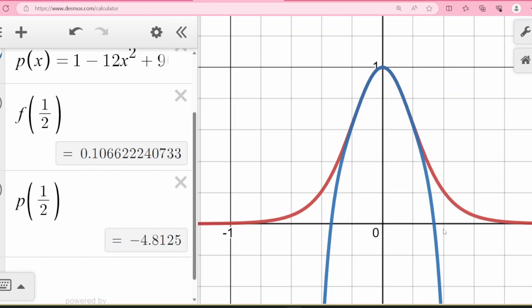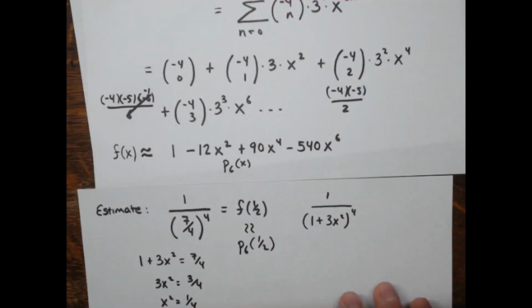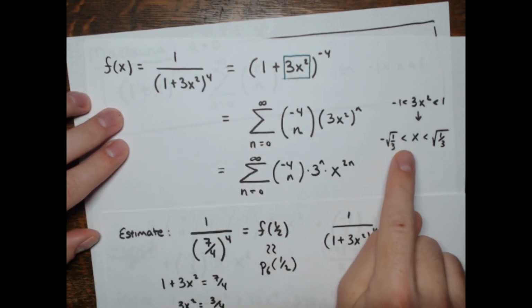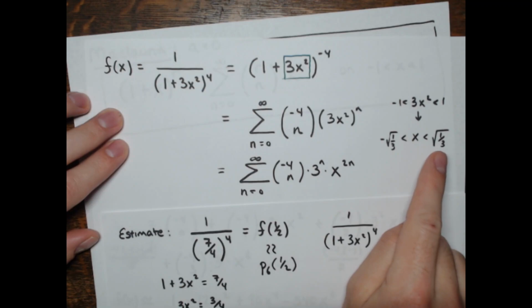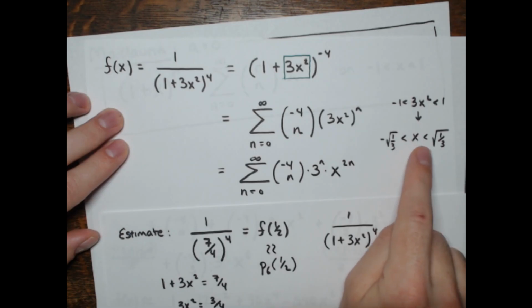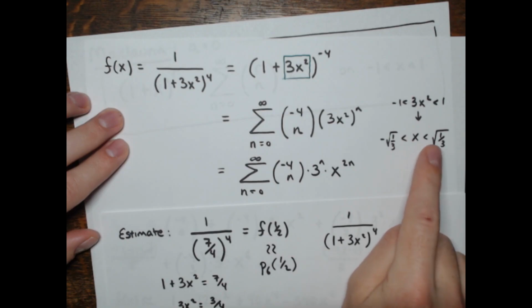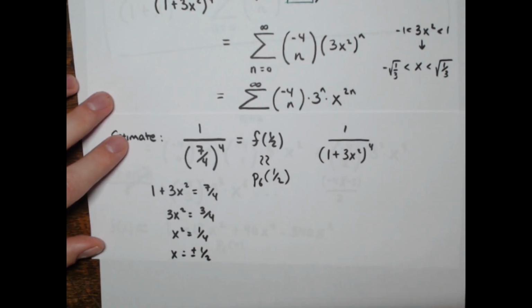Remember I said earlier, our series will converge to this function only between these values, negative square root of 1/3 and positive square root of 1/3. Well, a half is not in here. A half is bigger than the square root of 1/3. Oh no, a half is in here. Sorry.